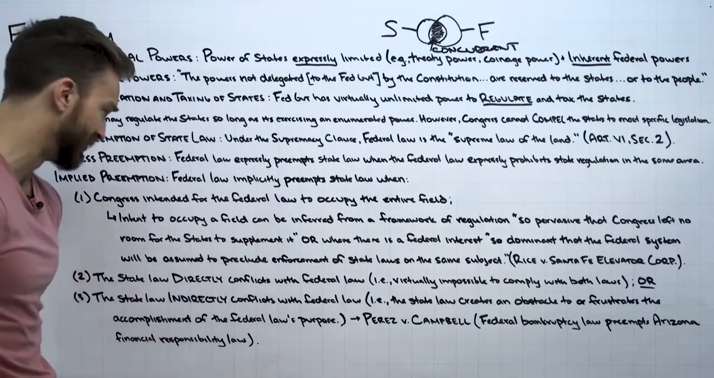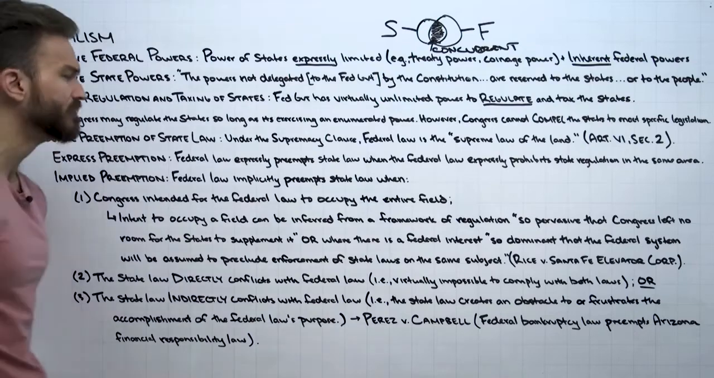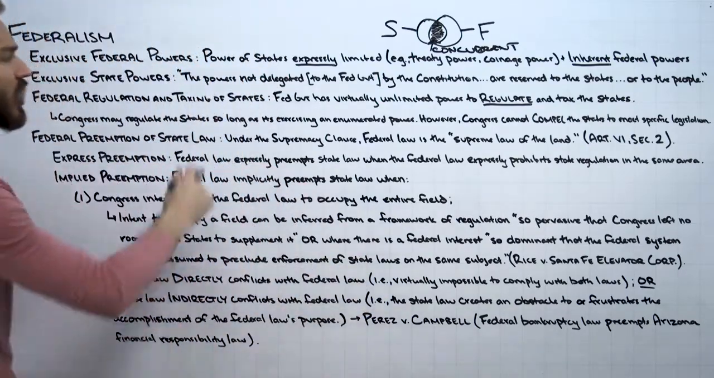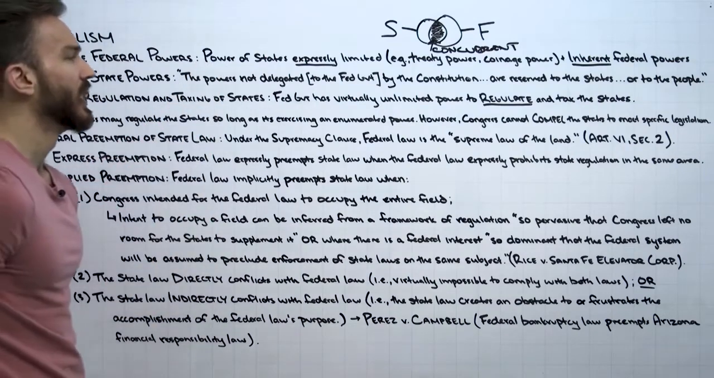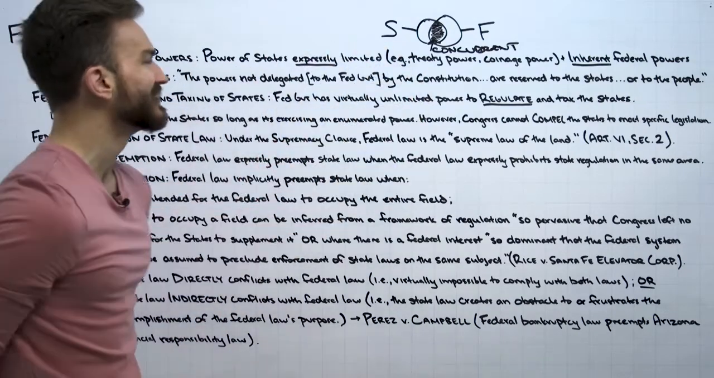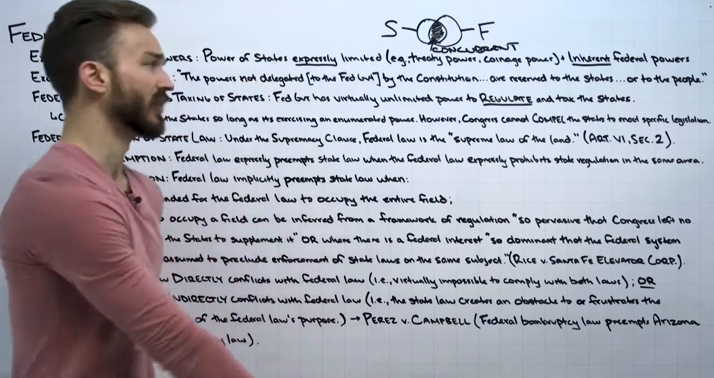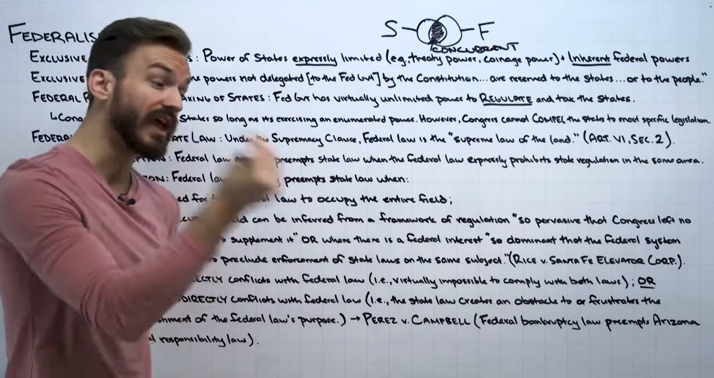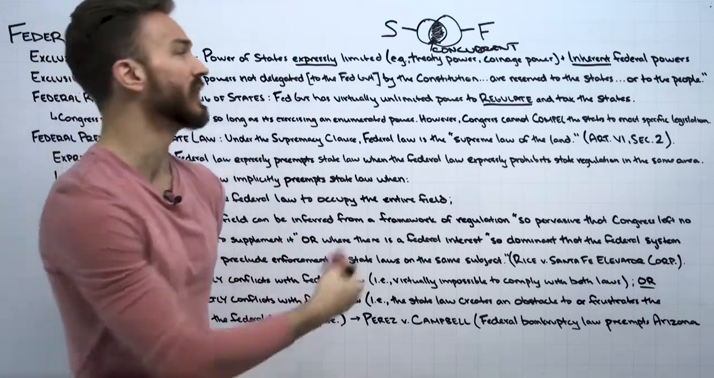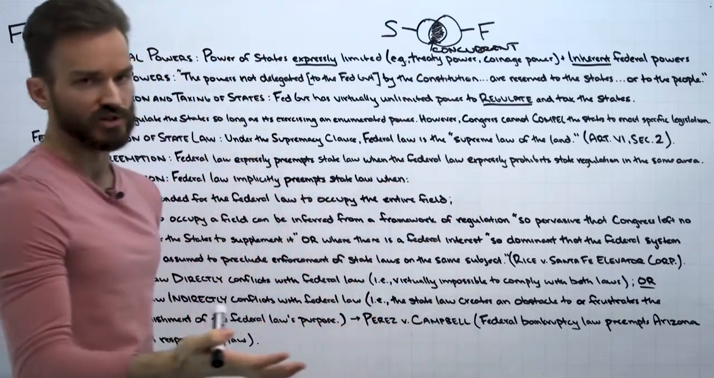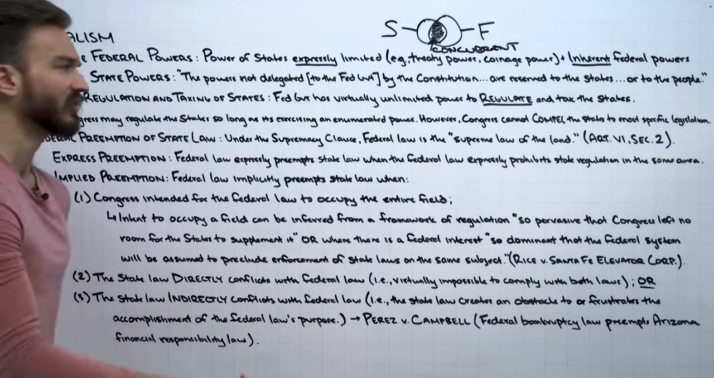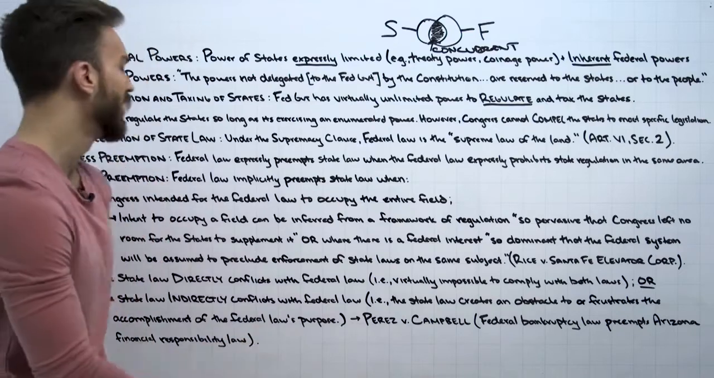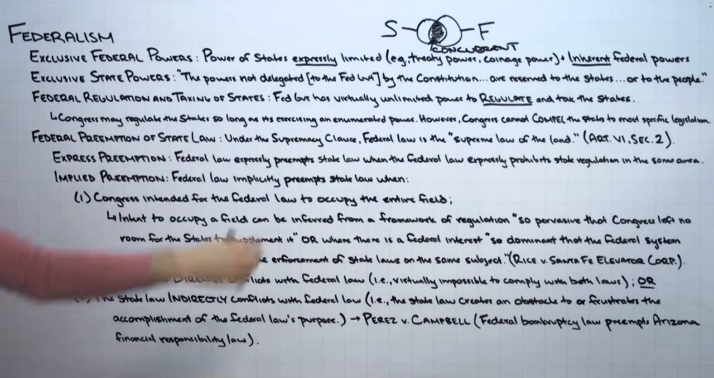There's two types of preemption when we're thinking about the Supremacy Clause. We have express preemption and implied preemption. Express preemption, we basically already talked about. This is where we have powers of the states expressly limited in the Constitution. The treaty power, the U.S. Constitution says, hey, look, states, you do not have the power to enter into treaties with foreign nations. Well, if a state tries to pass a law saying that they can enter into treaties with foreign nations, that would be expressly preempted.